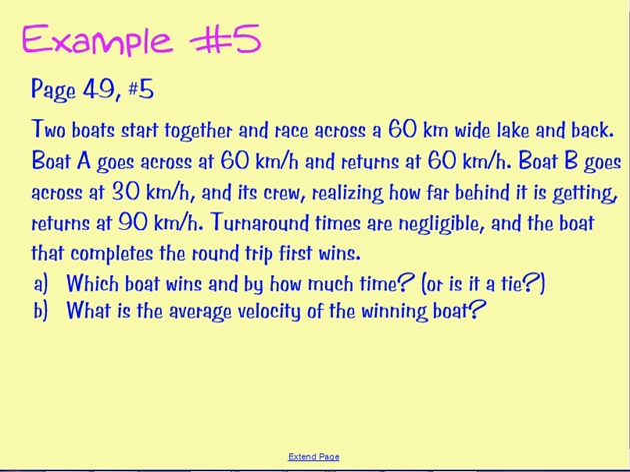This one's number 5 in your textbook. It says two boats start together. They race across a 60-kilometer wide lake and then back. Boat A goes across at 60 kilometers per hour and returns at that same speed. Boat B goes across at 30 kilometers per hour and its crew, realizing how far behind it is getting, returns at 90 kilometers per hour. We're pretending like it takes 0 time for it to turn around, and that the boat that completes the round trip first wins.